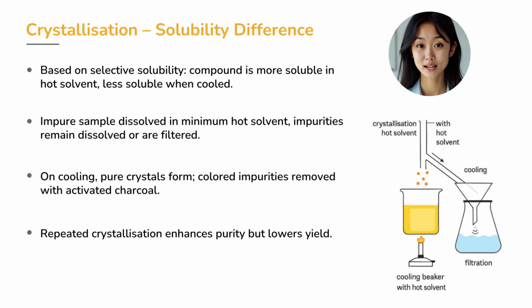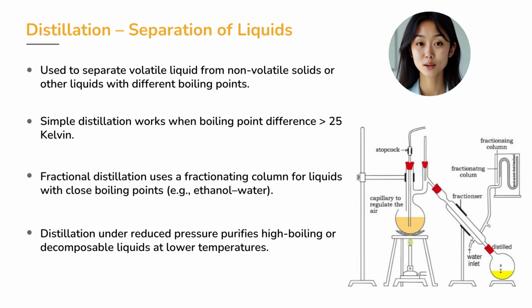Distillation works because liquids have different boiling points. In simple distillation, we separate a volatile liquid from a non-volatile solid or from another liquid if their boiling points differ by more than 25 Kelvin. If the boiling points are close, we use fractional distillation, where a fractionating column provides multiple condensation and vaporization steps. This is how ethanol is separated from water.